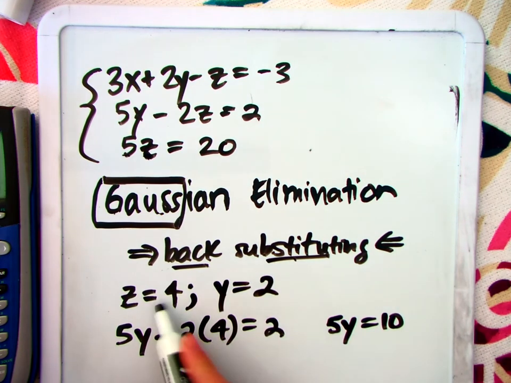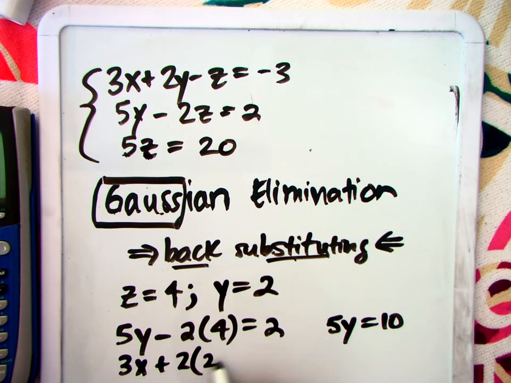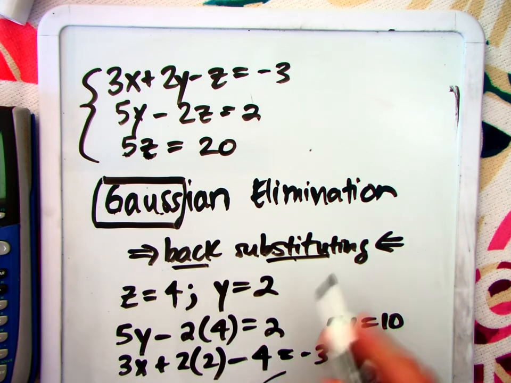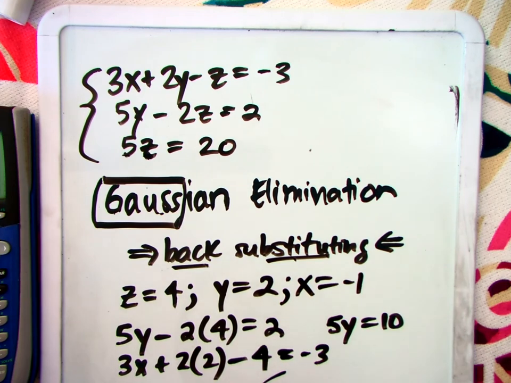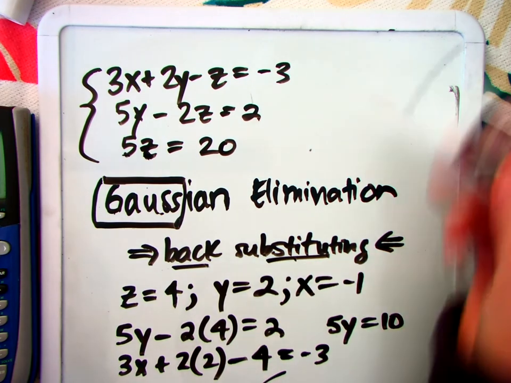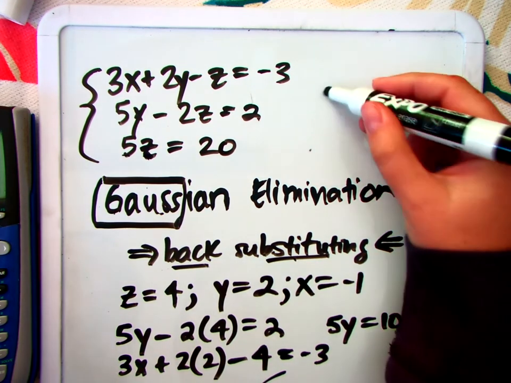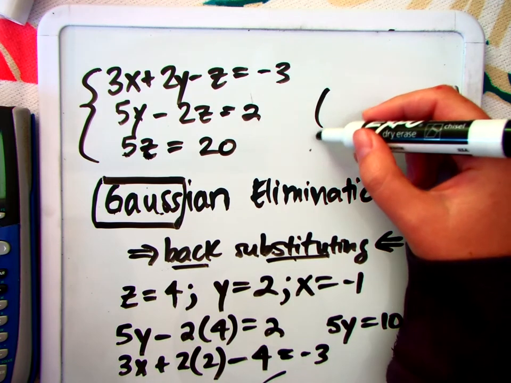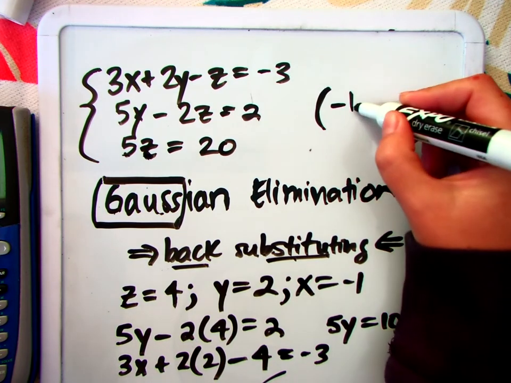And if I know y and z, I'm going to go back to the 1st equation. I have 3x plus 2 times y minus z has to equal negative 3. So 3x plus 4 minus 4 has to equal negative 3. 3x has to equal negative 3, or x is equal to negative 1. Now, when we solve a system with 3 variables, we also should write it as a coordinate. So this is a 3-dimensional coordinate.